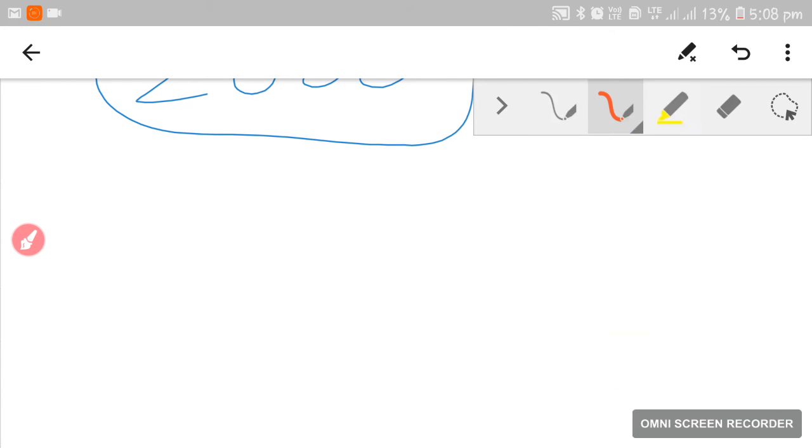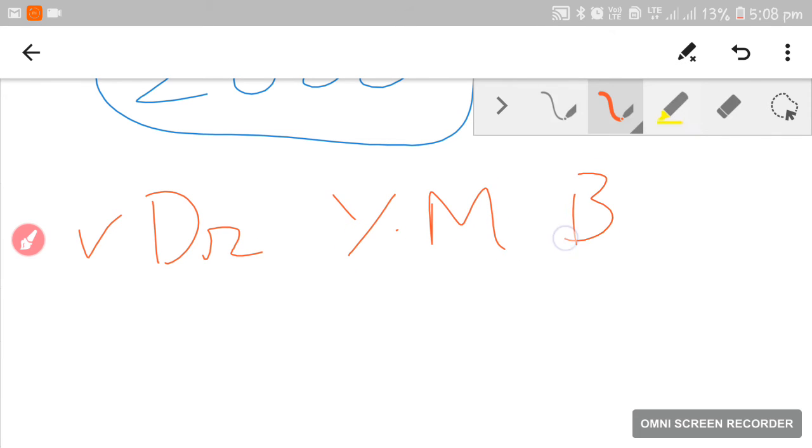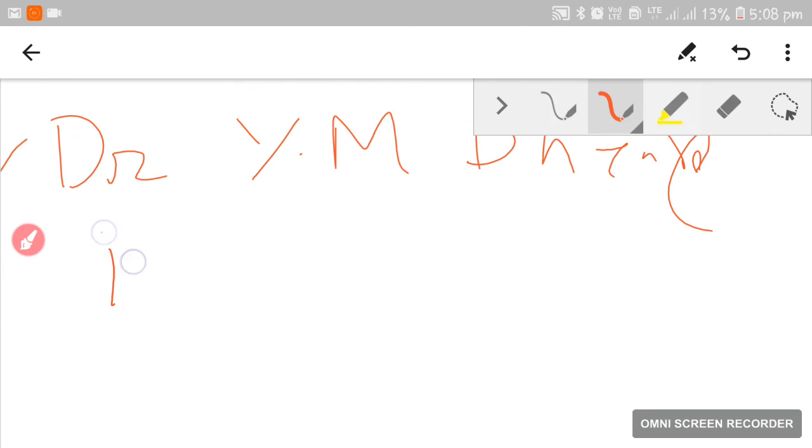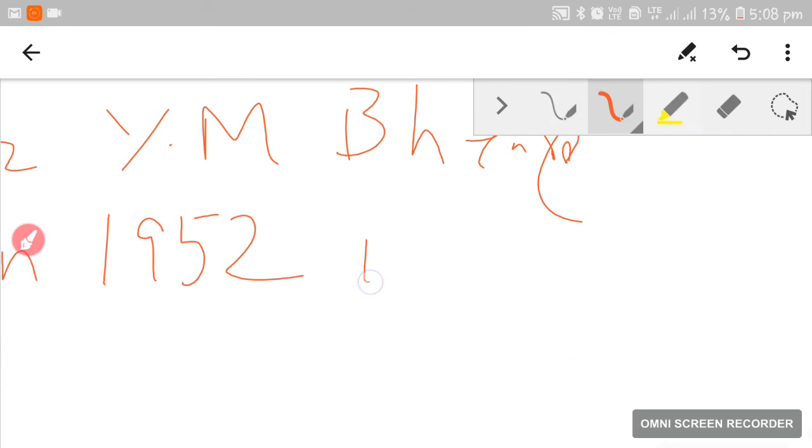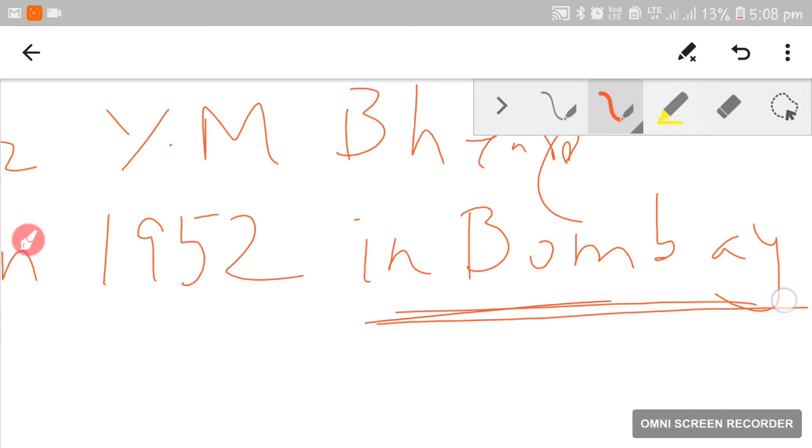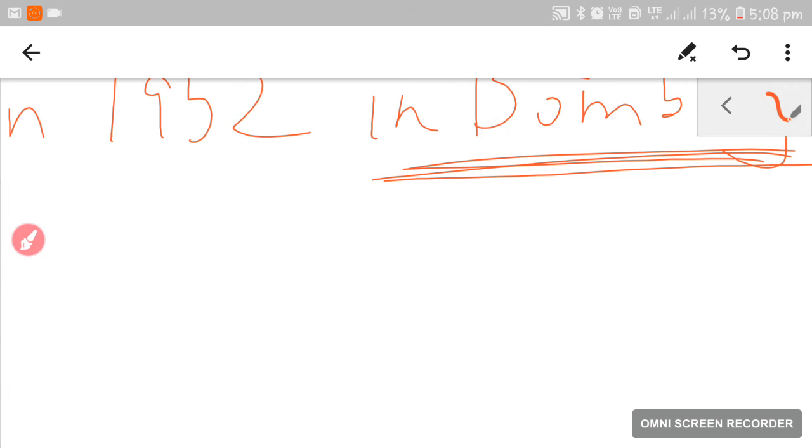A little bit of history. It was discovered by Dr. Y.M. Bhende, or Bhinde, in 1952 in Bombay, and that is why people call it the Bombay blood group.